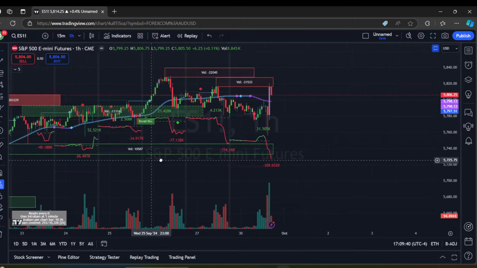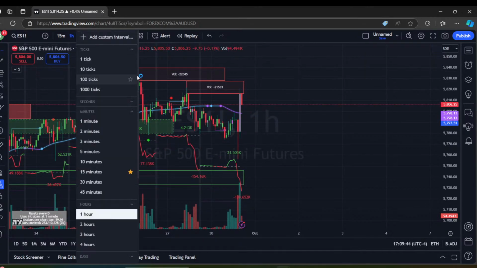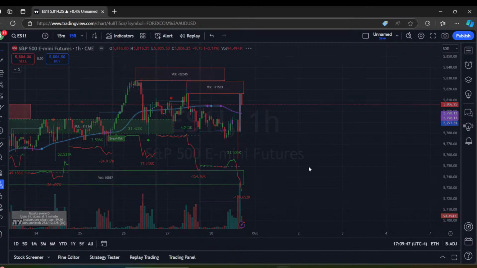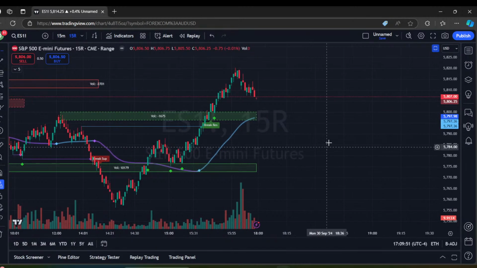Alright, excuse me. So, ES. This is the 1 hour chart. We like to trade on the 15 range chart. So, getting into my strategy, basically, we're going to be talking about level 2 spoofing.